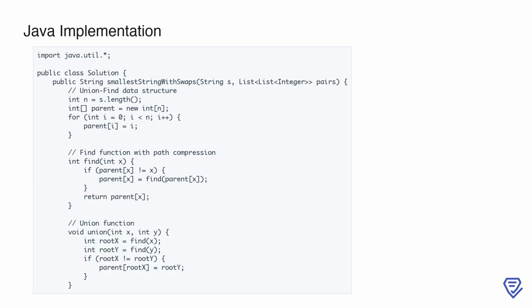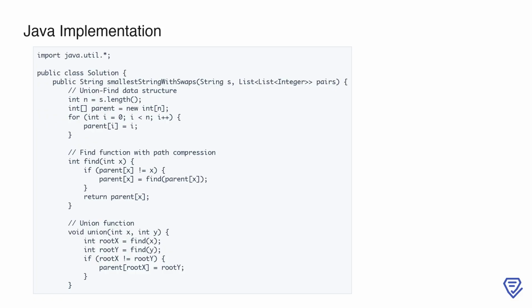To solve the problem, we begin by implementing the union find data structure, which is a key part of this solution. The first step is to initialize an array called parent that will track the parent of each node. Here, each node is initially its own parent, which means each element in the array is set to its own index.